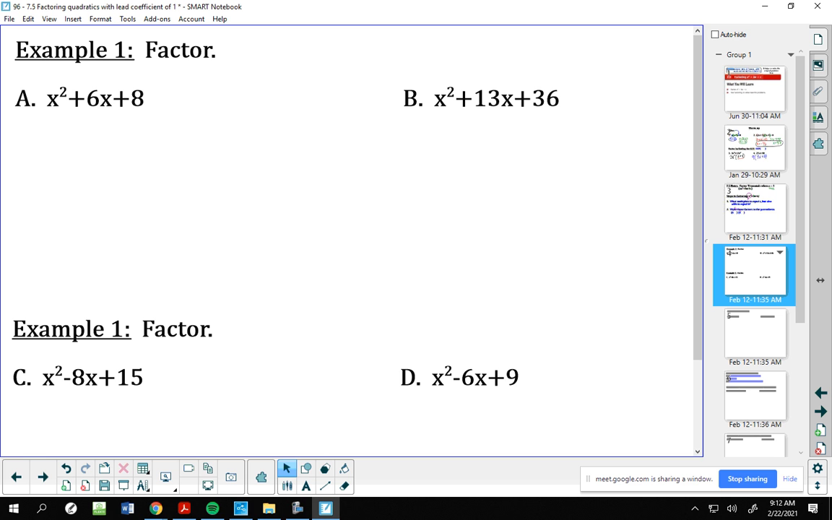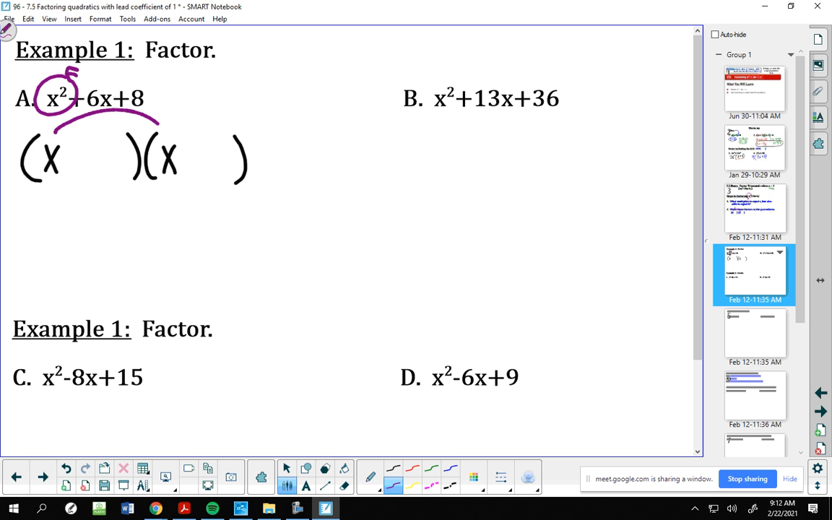Okay, so factor. Because this is 1x squared, because my a value is 1, then I know that this is going to be an x and this is going to be an x. Okay, again, just because this is first times first, and first times first gives me x squared. And you guys don't have to write that, I'm just showing you. And then we want to figure out what 2 numbers multiply to positive 8 and add to positive 6. Well, if those are both positive, then I know it has to be a positive times a positive, right? Okay? So what 2, you guys tell me.